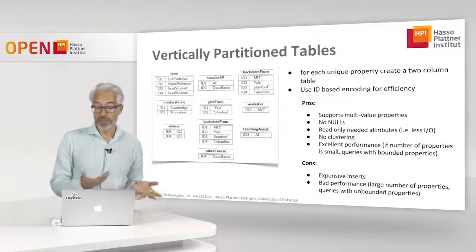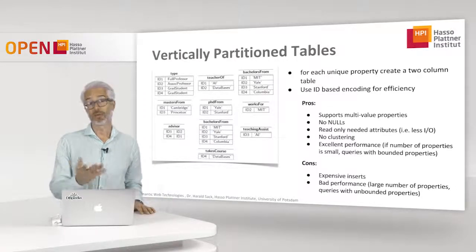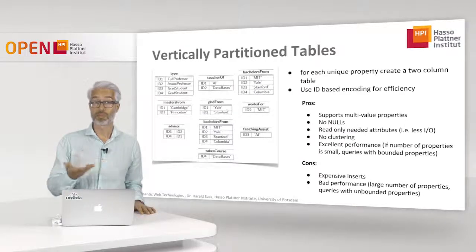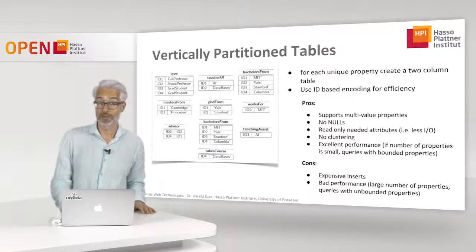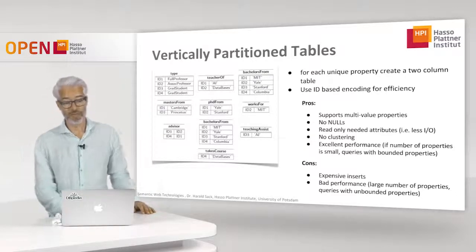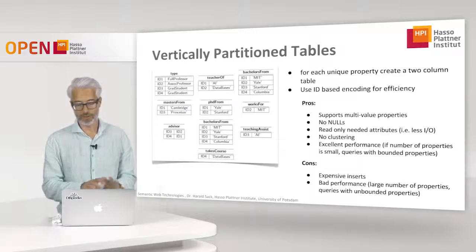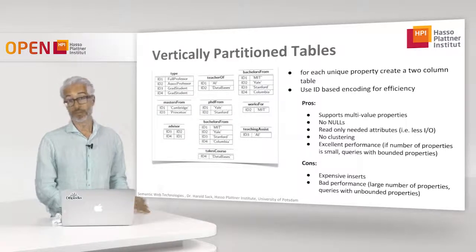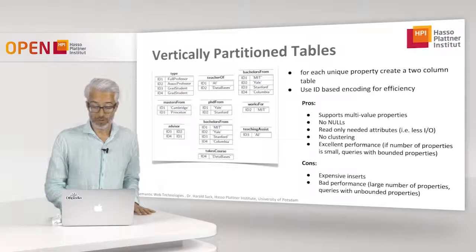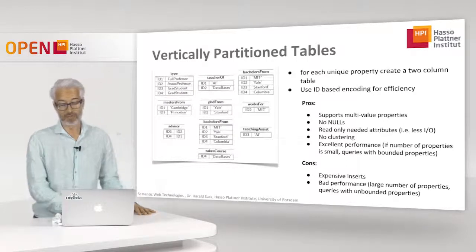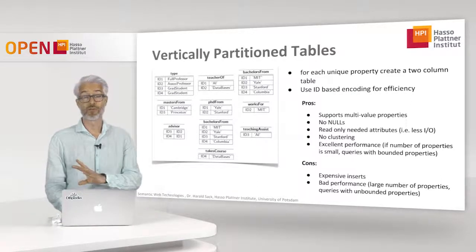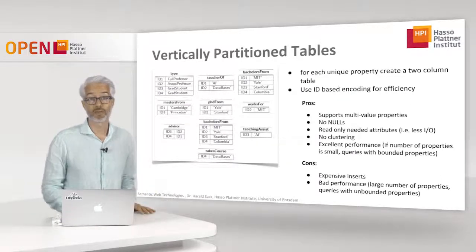Of course, this supports multi-valued properties and there are almost no nulls. So there are no nulls, because if there is no triple that combines a subject with an object, then of course this does not create a new row within that table. So this is quite nice. You also don't need any clustering here. So therefore, this approach often has a very good, even an excellent performance, if the number of properties is not growing too large.